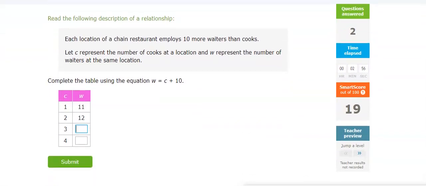Okay, again, they give you these descriptions, but they give you the equation. I'm thinking maybe later on they're not going to give us the equation, and we'll look at the word problem if we need to. But the relationship is W equals C plus 10. So W is the output, C is the input, and we need to add 10 to each of these numbers to get W. So 1 plus 10 is 11, 2 plus 10 is 12, 3 plus 10 is 13, and 4 plus 10 is 14.